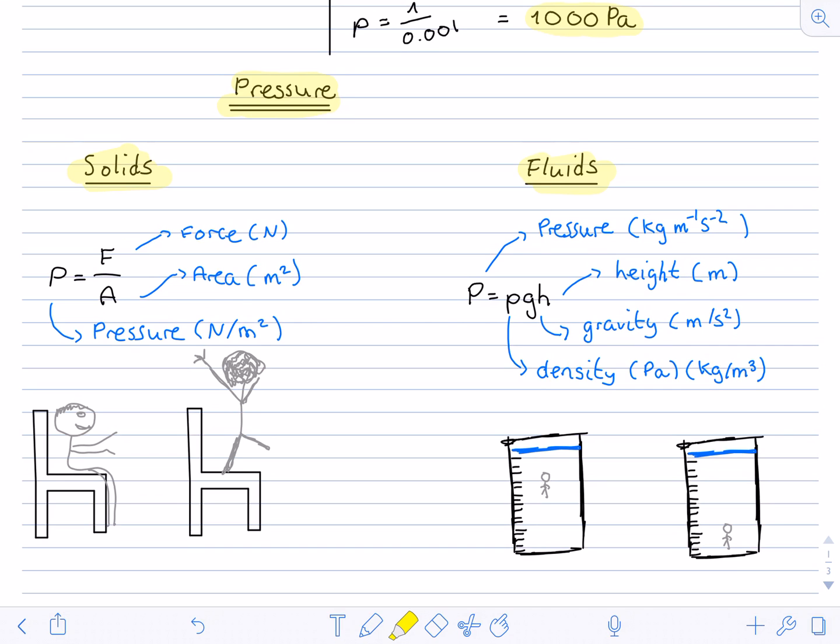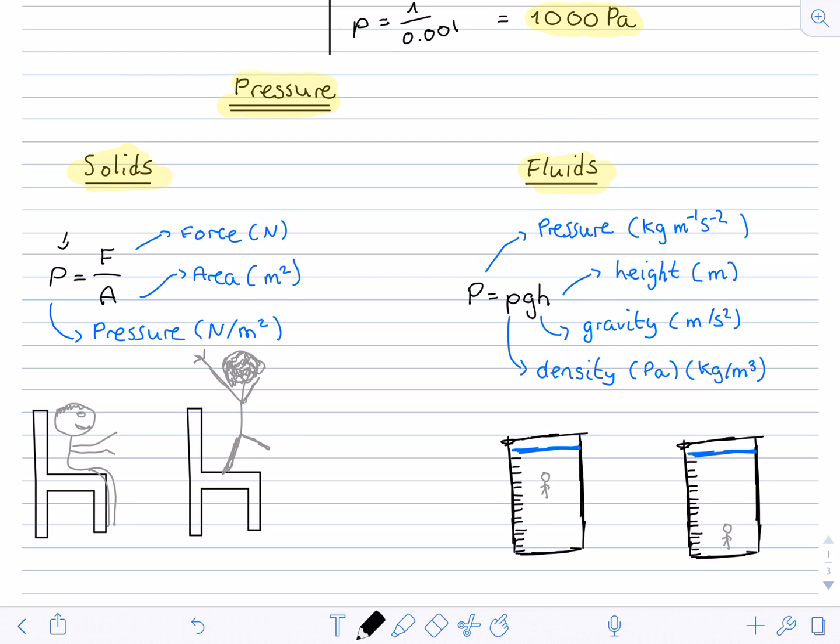So if the exam says find the pressure on someone sitting on a chair, then that's a solid. But if it's talking about water or any kind of fluid, then you use the other formula. So basically, for solids, the pressure, which is capital P, and don't mix them up, is equal to the force divided by the area, per meter square.